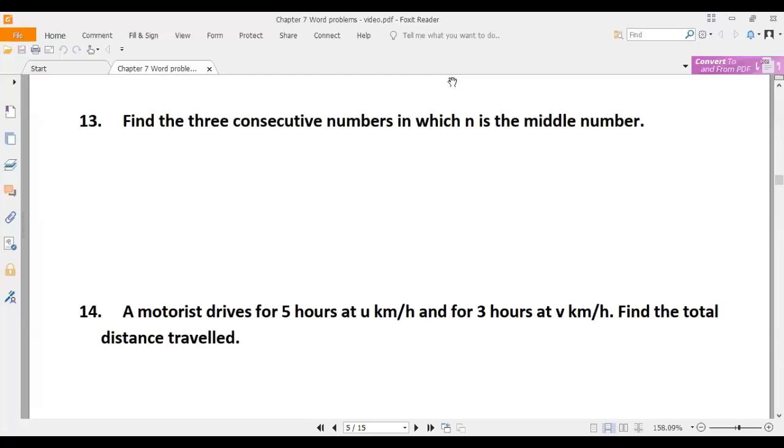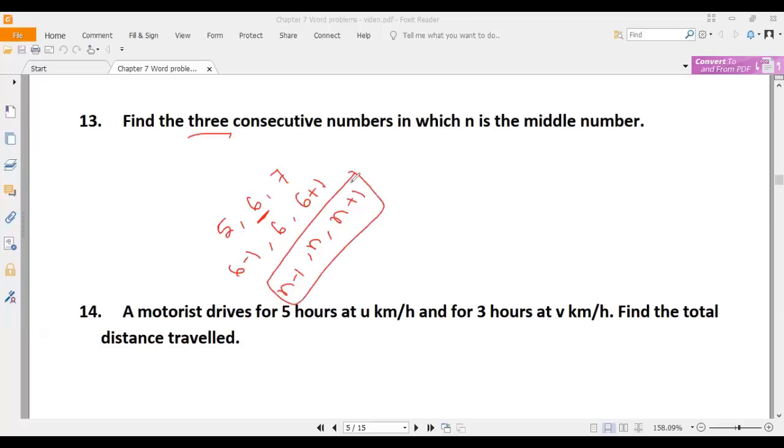Now, question number 13. 13 says, find the 3 consecutive numbers in which n is the middle number. So suppose we say there are 3 consecutive numbers, 5, 6, 7. Which one is the middle? 6. So if 6 is the middle, how can we find the previous number? 6 minus 1, 5. How can you find the next number after 6? That will be 6 plus 1. Similarly, if n is the middle number, then the previous number will be n minus 1 and the next number will be n plus 1. So the final answer will be n minus 1 and n plus 1.